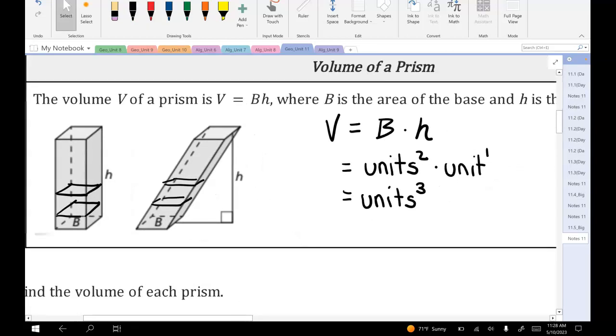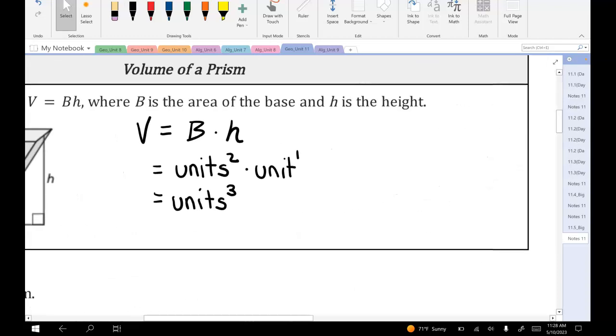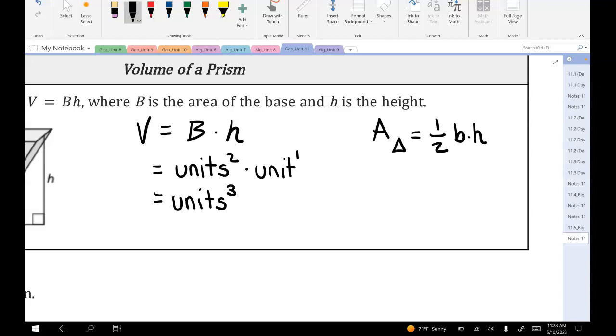All right. Two other things that would be good background information to know, that we'll be using a lot. Area of a triangle is 1/2 base times your height. We've done that a lot this year already. And also area of a square or a rectangle is your length times your width. Both of those we'll be using today.